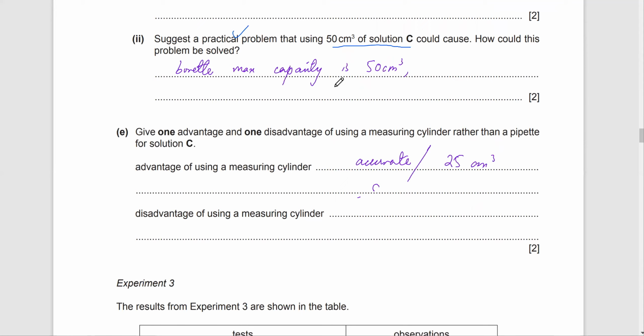What's the disadvantage of using a measuring cylinder? What's the advantage of using a measuring cylinder? Mahat, kya hoga advantage? You could put a lot of solution, maybe. It's fast, it's quick. Okay, you can pour things very quickly. Disadvantage is it's not very accurate.